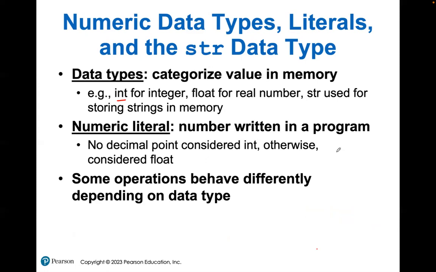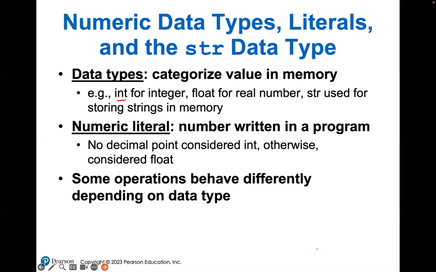Numeric literal, that is a number that is written in the program. That's just a fancy word for saying number. And certain operations will behave differently depending on data type. What that means is if you want to add, for example, two numbers, you can do that. But if you want to add a number to a string, obviously that's not going to work. You're trying to add a number to a word.